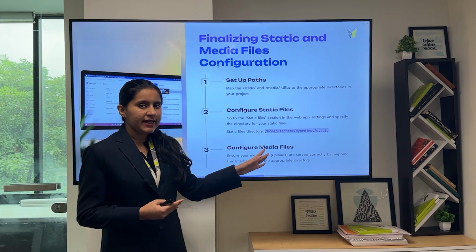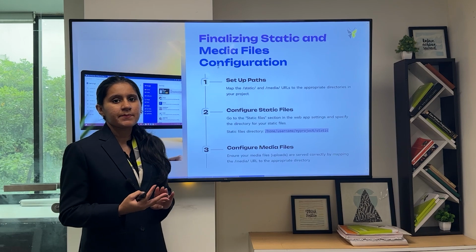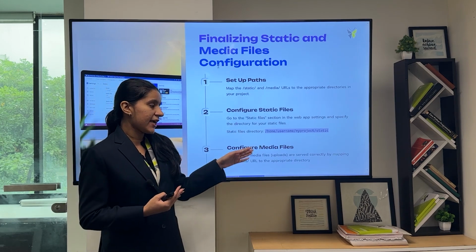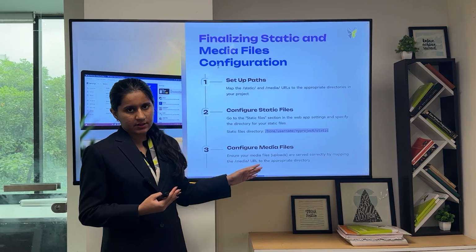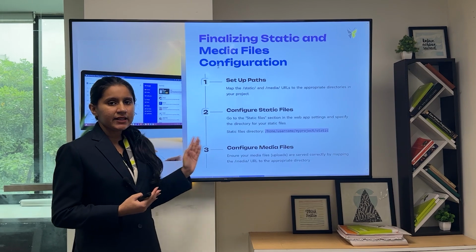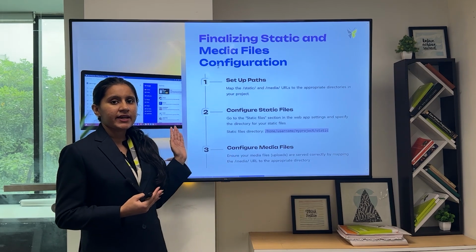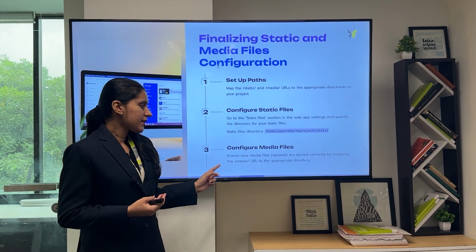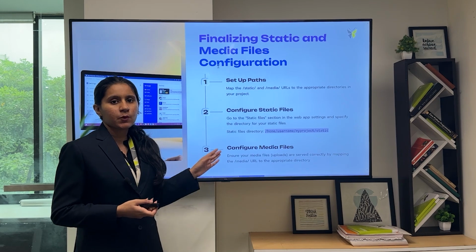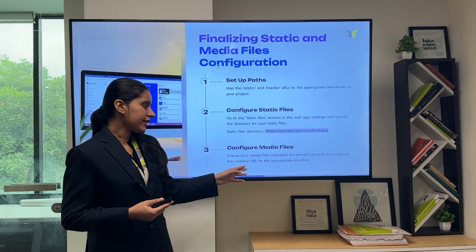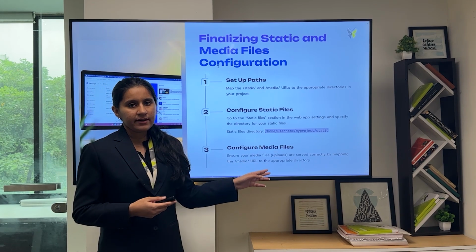Let's say this is the file directory of the static files, your JavaScript and CSS files. It is home slash username slash my projects slash static. You are just providing the path so that Python Anywhere can point to that URL. Similarly, for media files, again, you need to provide the path saying that the URL is in the appropriate directory.